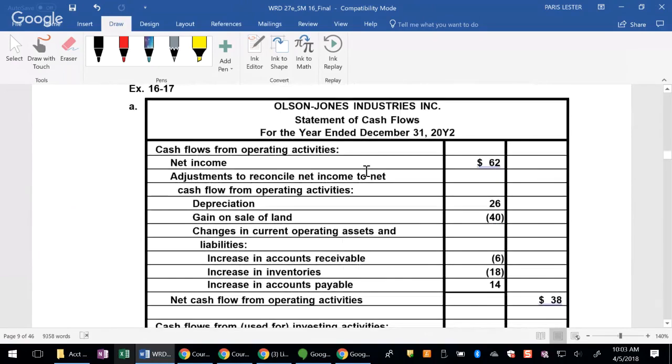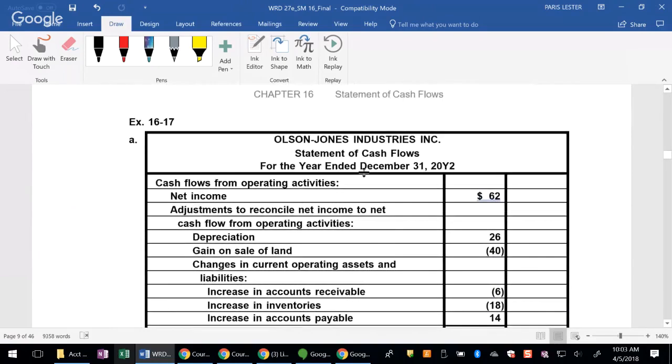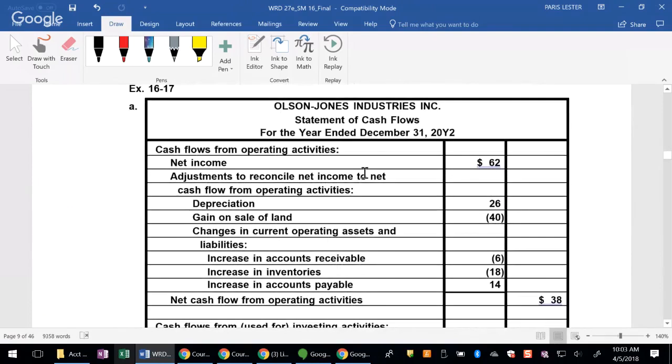Now, number 17, Cole, did you get $38? All right. You take net income again. You add depreciation. You subtract that gain. Your liabilities and assets: increase in accounts receivable, a minus; increase in inventory, a minus; increase in accounts payable, a plus.